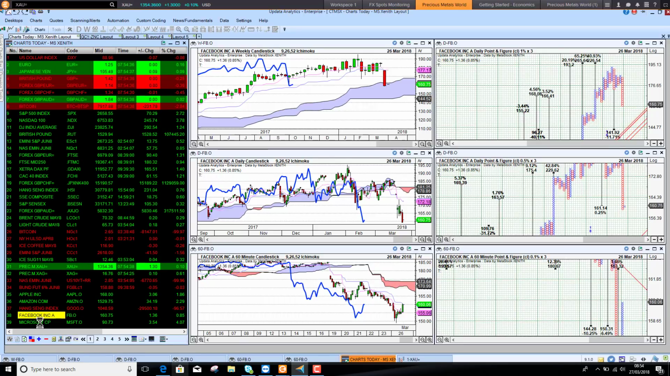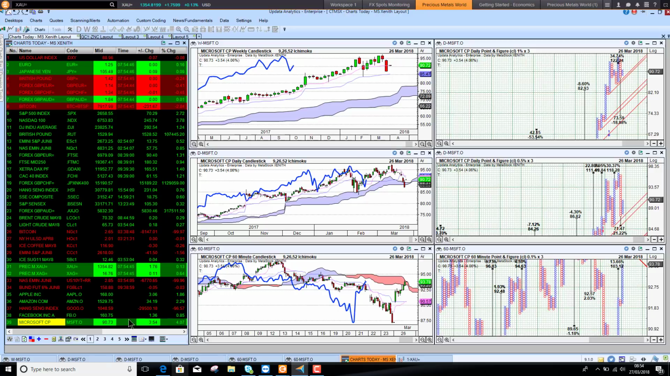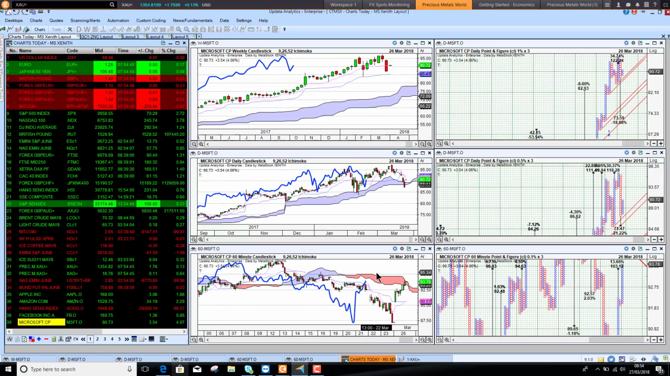And last of all, Microsoft heading up the hill, still looking pretty strong. A nice rise there again last night. Medium-term chart still bullish and quite a sharp recovery yesterday. Not getting us fully into bullish territory, but looking pretty strong all the same.